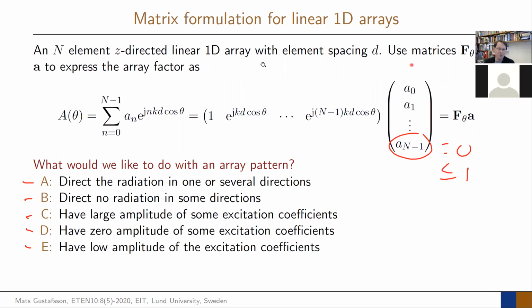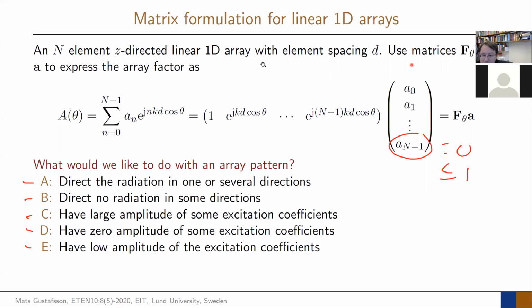But in many cases, you actually would like to also have no radiation in some directions. That's very common, or at least low radiation in some directions. So B is very common. Large amplitude of excitation coefficients. Why would you like to have a large amplitude of the excitation coefficients? Of course, you could say I want a large amplitude because I transmit a lot of power on them, but why would you like to do that only on some of the antennas? Would you really like to do that? No. You would actually have the coefficient basically as low as possible.